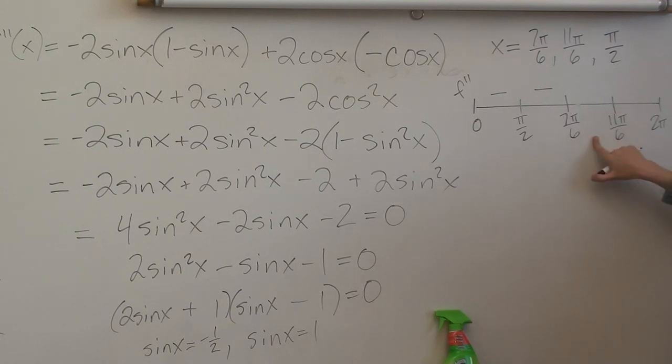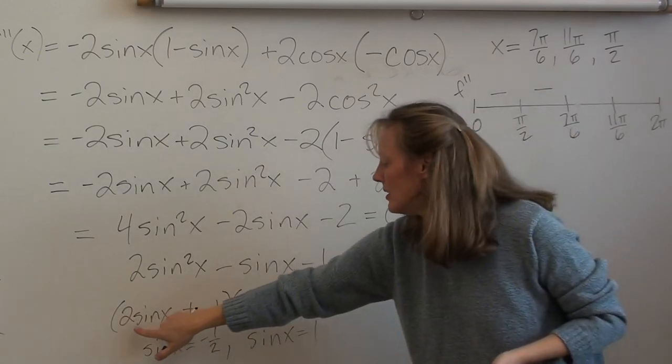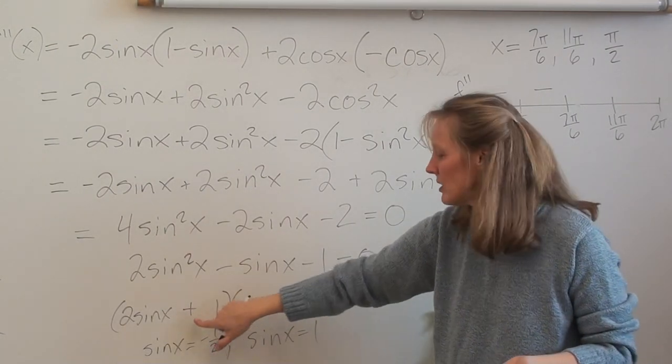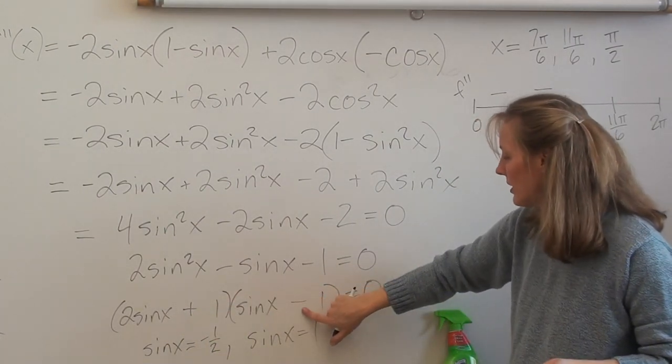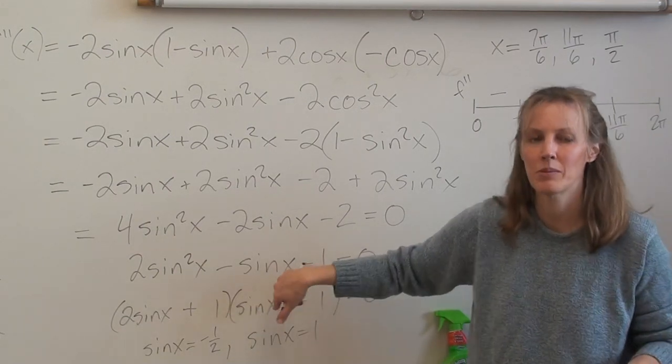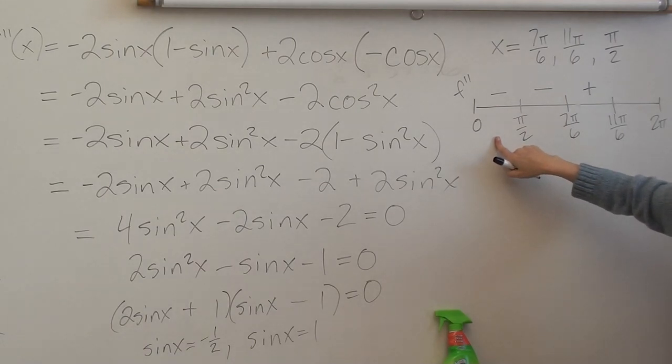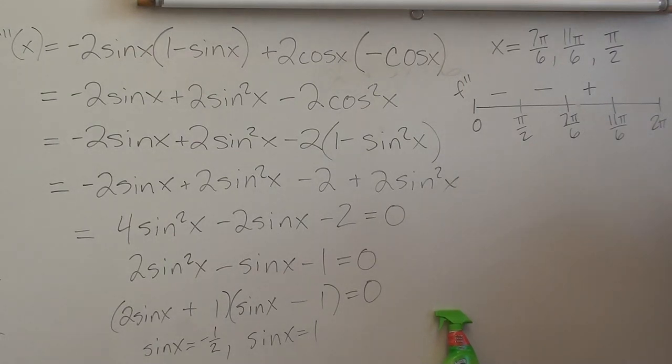Between 7 pi over 6 and 11 pi over 6, what's the easiest angle to use? 3 pi over 2. At 3 pi over 2, the sine is what? Negative 1. So I get negative 2 plus 1, which is negative, times negative 1 minus 1, which is negative. Negative times negative is a positive. I don't know why this is bugging me. Maybe because you're negative and just lower than the other one, so you want the same level.